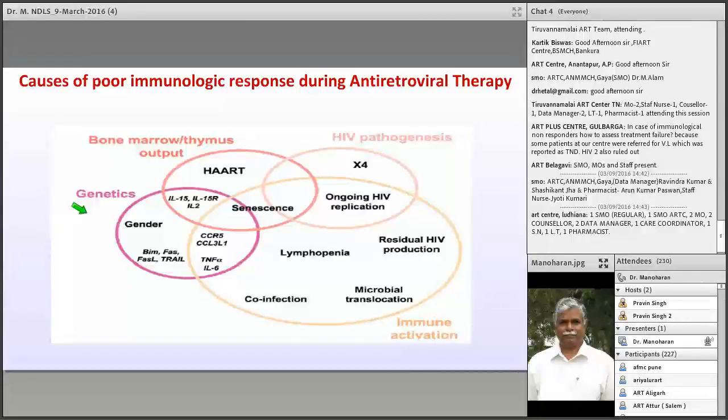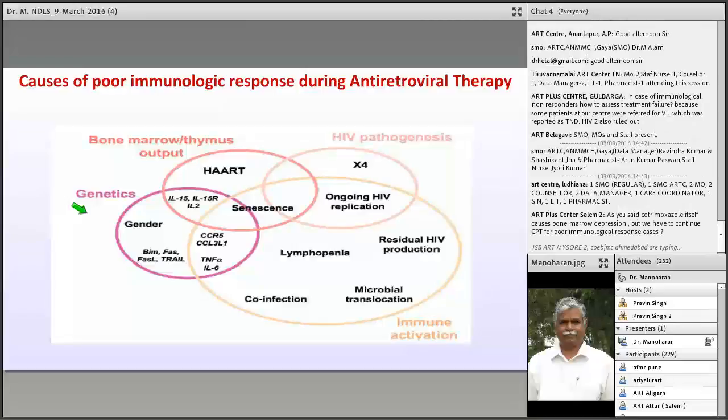So there is one question from Gulbarga. In case of immunological non-responders, how to assess treatment failure? Because some patients at our center were referred for viral load, which was reported as TND. Can you tell me what is TND?